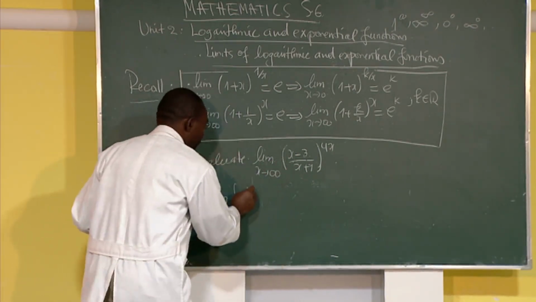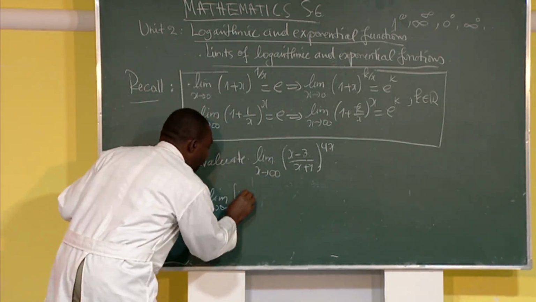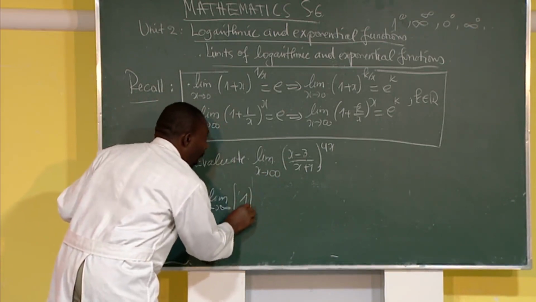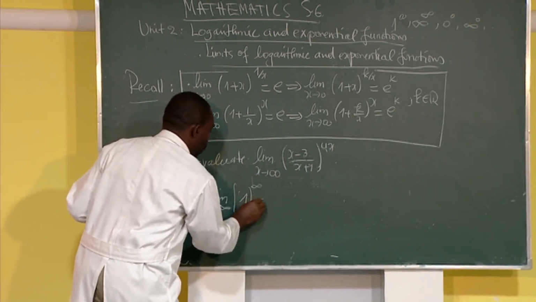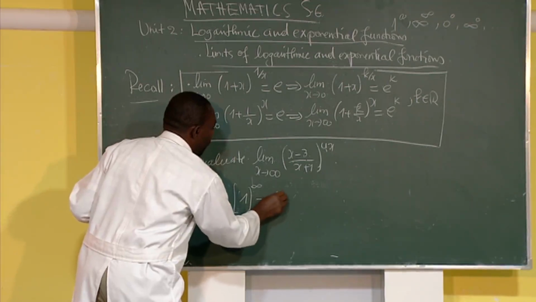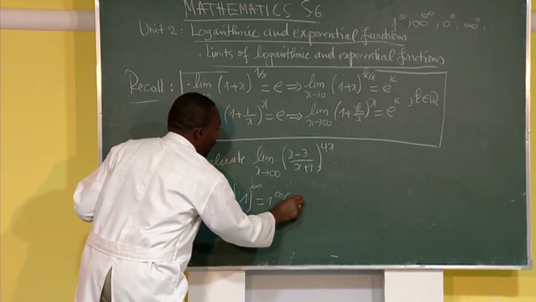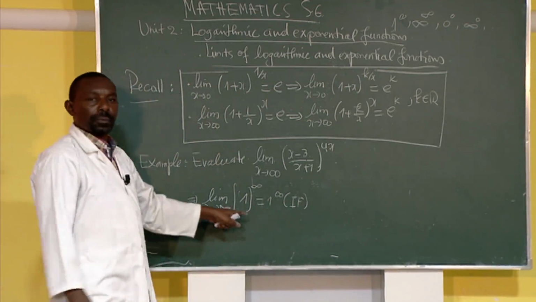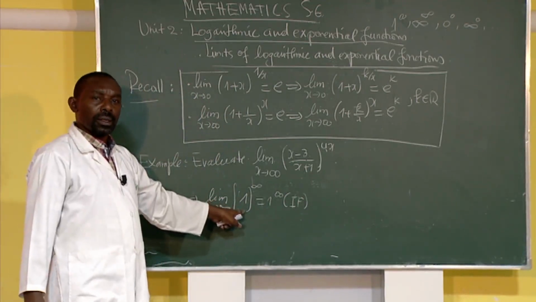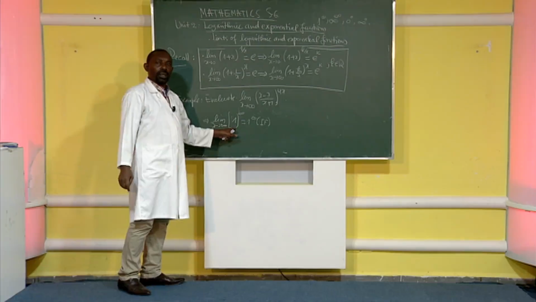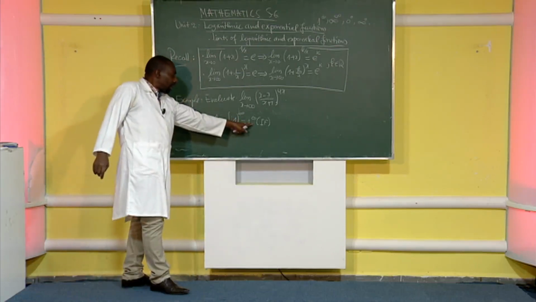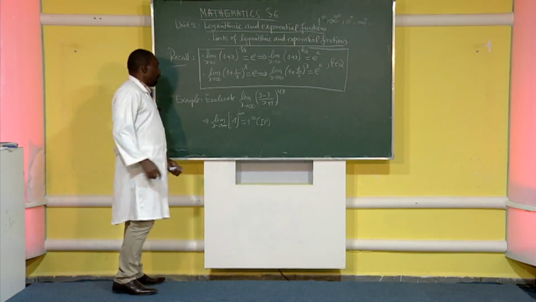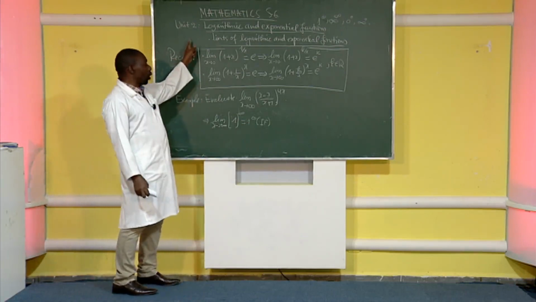And here we have 1 to the power 4 times infinity, which is infinity. This is equal to 1 to the power infinity, and this is an indeterminate form. Are we together? All right. Now, to remove this indetermination, we are not able to apply the L'Hospital rule.